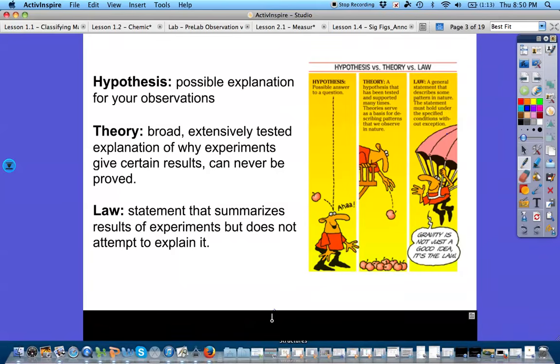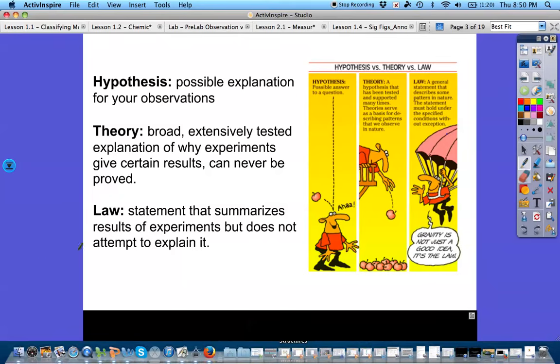So before we get started with that, we need to discuss some vocabulary. The first is a hypothesis. A hypothesis is a possible explanation for your observations. Remember when we did that observing changes lab, we said that observations are based on your senses. So what you see, what you hear, what you feel, what you taste, and what you smell.